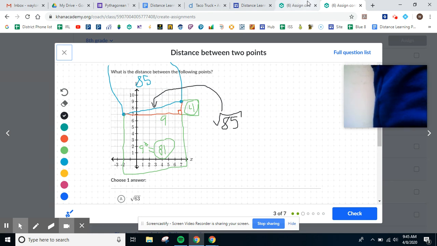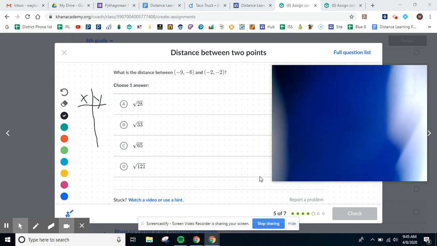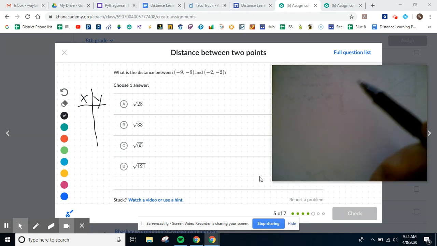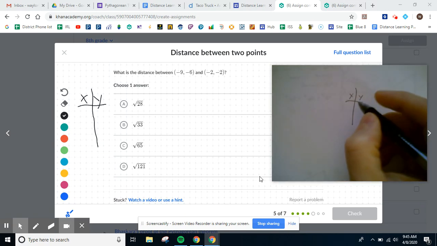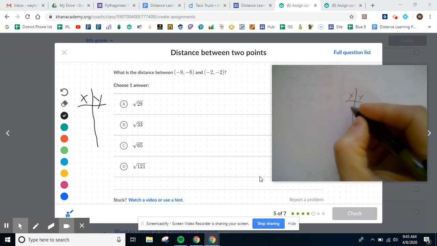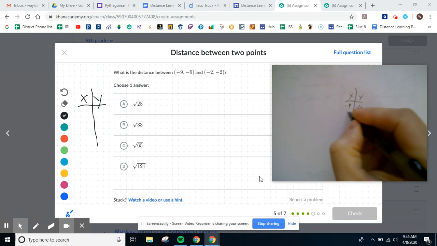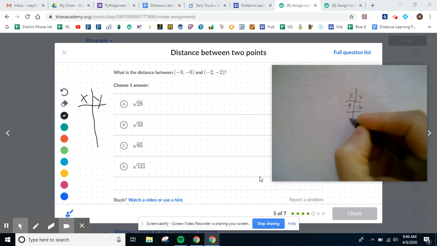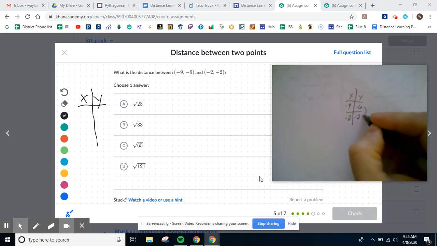So if I come over to the other point, and I'm going to make this a little bigger so we can see it a little better. All I'm doing is taking those points and putting them into an XY table, right? So that first point, it's -9 in the X and -6 in the Y. The second point is -2 in the X, -2 in the Y. And then to find the sides of the triangle, I'm just saying how big of a change it is.